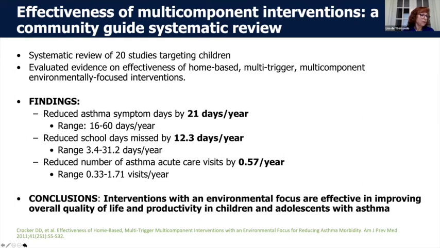So this Community Guide systematic review of 20 studies targeting children looked at the effectiveness of multi-component interventions. It evaluated the evidence on effectiveness of home-based, multi-trigger, multi-component, environmentally focused interventions, and the findings were substantial: reduced asthma symptom days, reduced school days missed, reduced number of asthma acute care visits. So the conclusions were that interventions with an environmental focus are effective in improving overall quality of life and productivity in children and adolescents with asthma. Next slide.